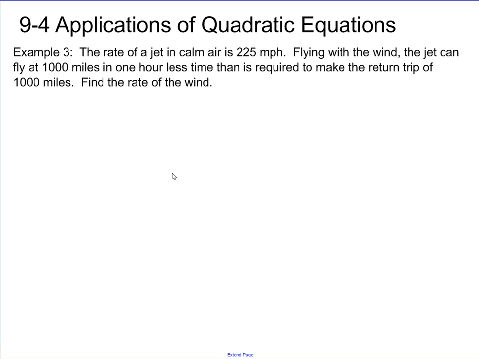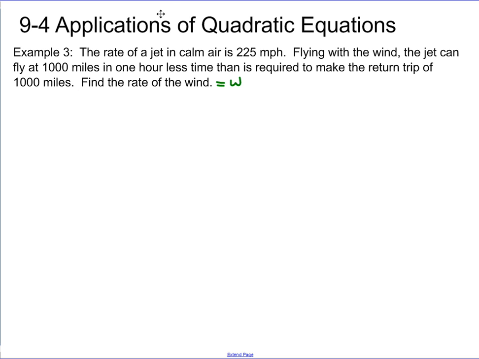Interesting. Okay, so what's got to happen right here is that we first have to identify a variable. So I'm going to go ahead and identify my variable based on the question. Let's call that rate of the wind W. Seems to make sense. All right, so what could we say about that rate of the wind W?